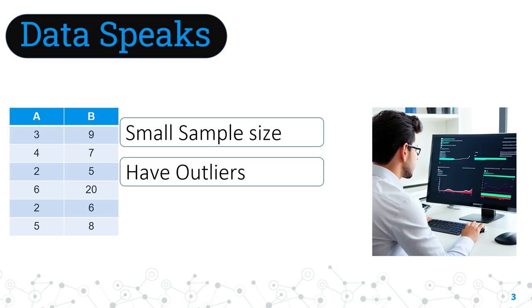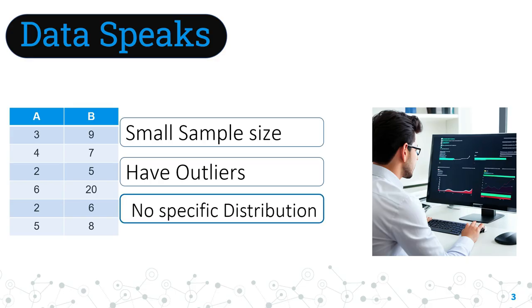First we have a small sample size, then we have outliers, and the next one, one of the major important parts, is that if you have this kind of data set, the data will never follow any specific distribution. If it does not follow any specific distribution, then we definitely cannot apply any parametric method. So we definitely have to go for a non-parametric method.